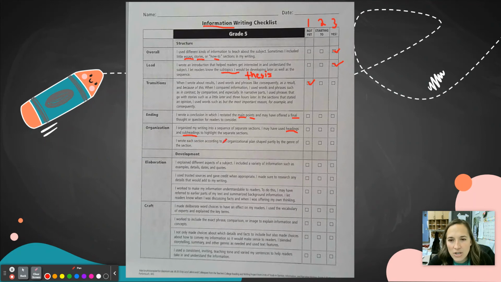I wrote each section according to an organized plan and shaped partly by the genre of the selection, so that it really does sound like information. The genre is that this is informational writing. So even though you might have that little bit of a narrative beginning, your whole essay doesn't sound like a narrative. It shouldn't. This is information, right?